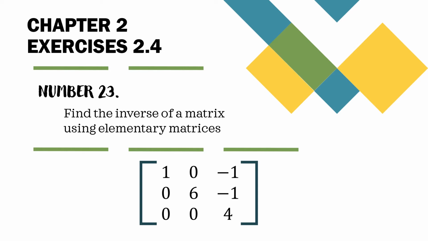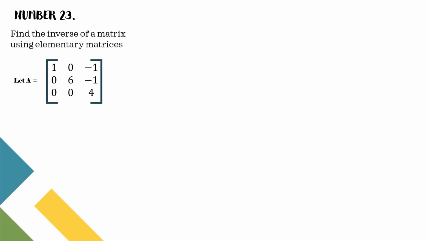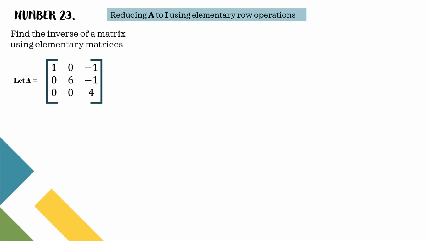Chapter 2 exercises 2.4, number 23. Find the inverse of a matrix using elementary matrices. Our given matrix is a 3 by 3 matrix. We have 1, 0, negative 1, 0, 6, negative 1, 0, 0, 4. The first thing that we are going to do is to reduce the given matrix to reduced row echelon form using elementary row operations.